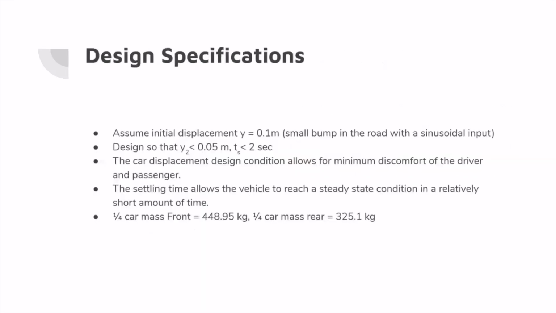For the design specifications, we assume that the initial displacement would be y equals 0.1 meters, which is approximately the size of a small bump in the road, with a sinusoidal input. We designed so that y2 would be less than half of that, and that t would be less than 2 seconds. The car displacement design condition allows for minimum discomfort of the driver and passenger. The settling time allows the vehicle to reach a steady state condition in a relatively short amount of time.